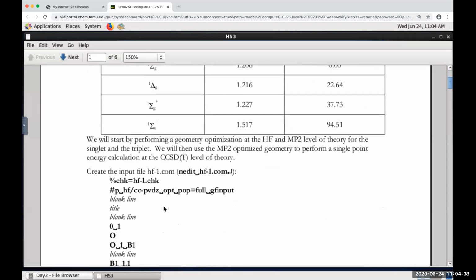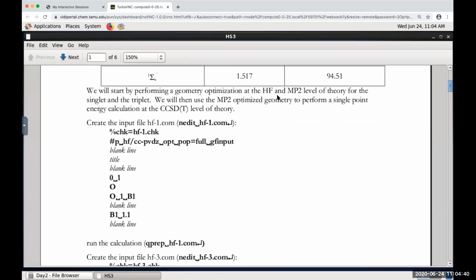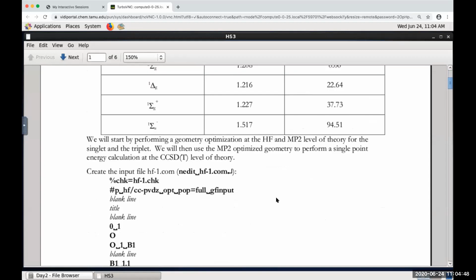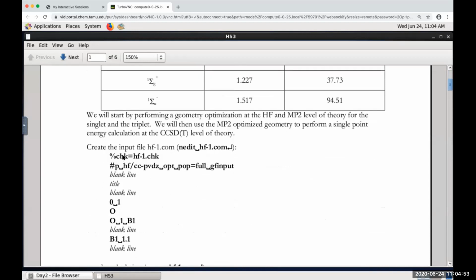Okay, so the first thing that I'm going to have you do is just do a general Hartree-Fock and MP2 optimization on both the singlet and the triplet, and we're going to compare those results. I've given you how to set up the input file. Remember, if you copy and paste, you're going to have those special characters in it. So you're going to have to remove the special characters, or you can type it in. You can use NEdit to do that.